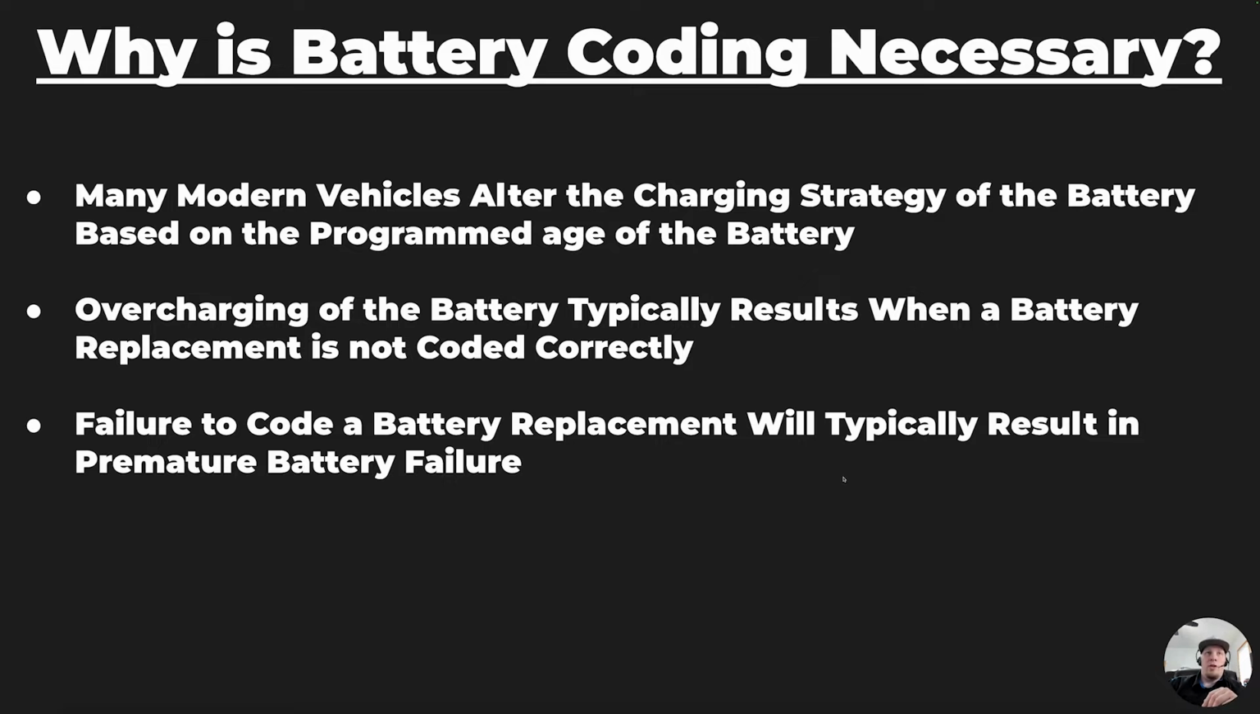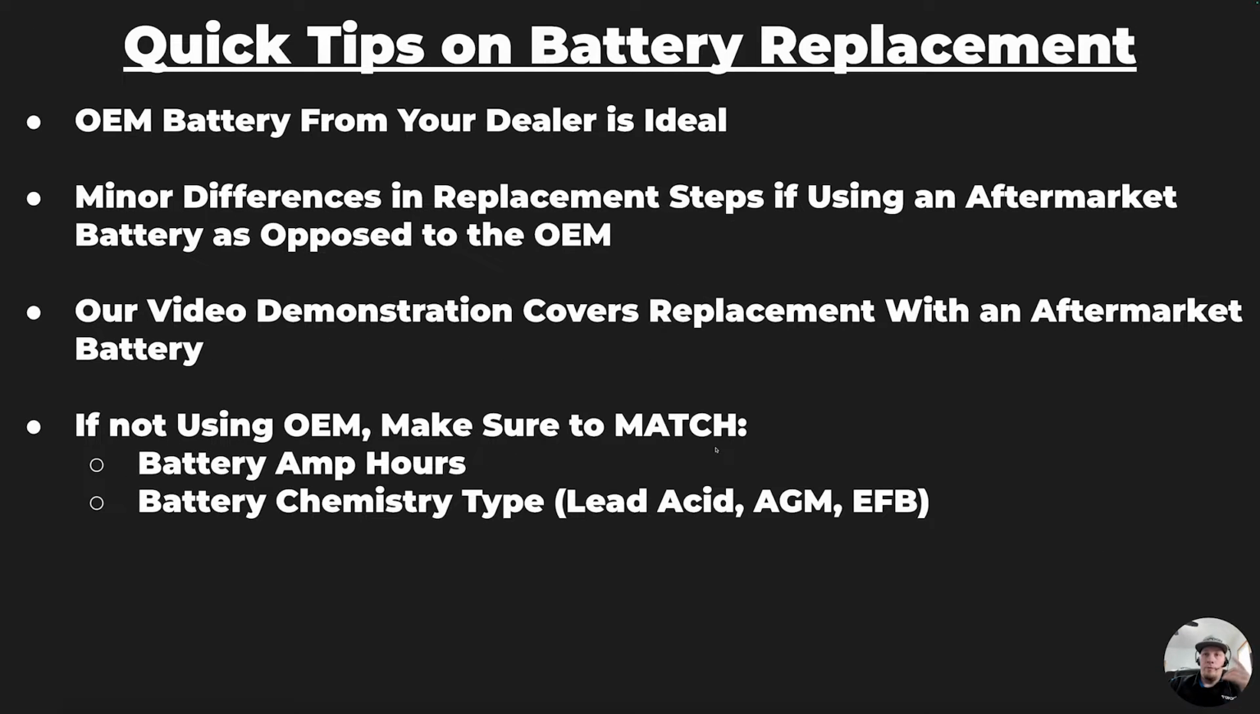Now, a couple other things we want to be aware of here in relation to battery replacement. It's always best that we use an original equipment battery from the dealer if that is possible. If we're not able to use the original equipment battery as a replacement, you can't get to a dealer, maybe you don't have the money to afford an OEM battery, then if we're going to use an aftermarket battery, there's a few considerations we need to be aware of.